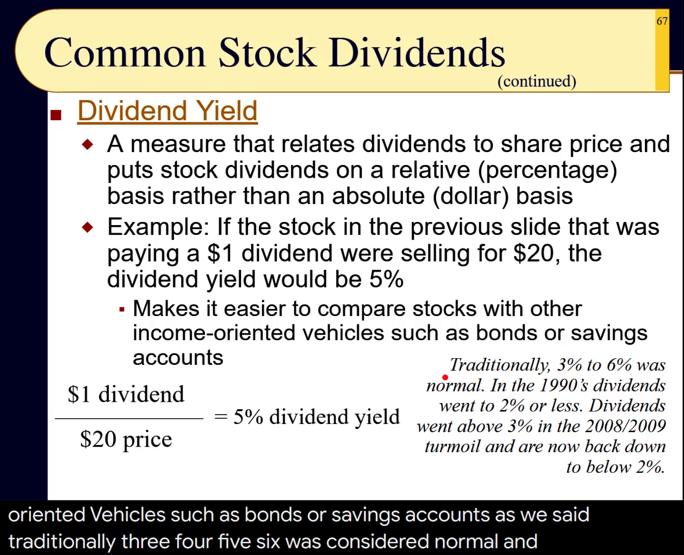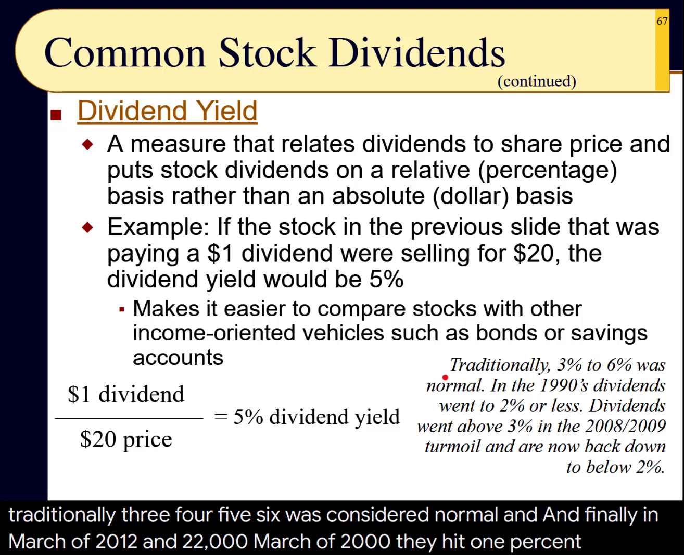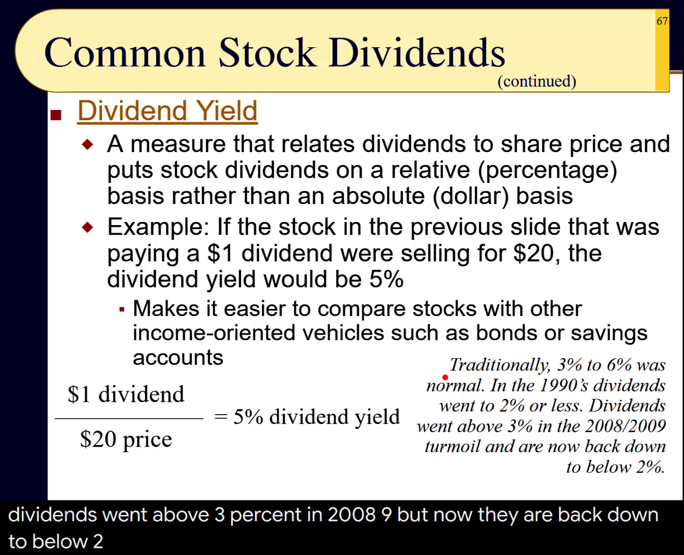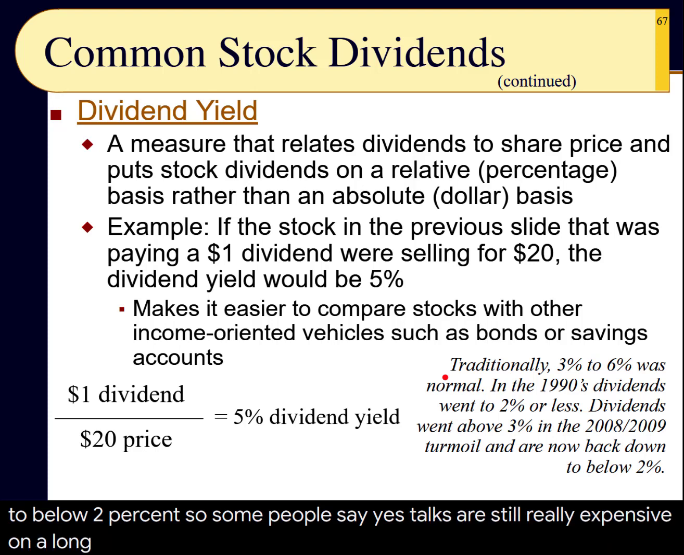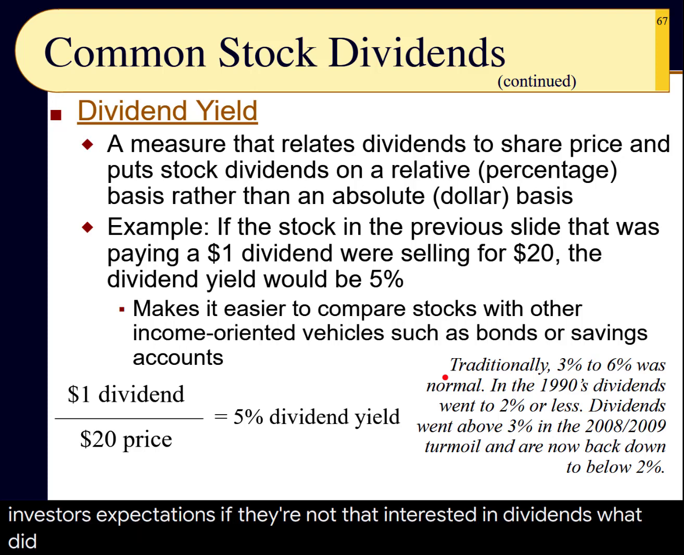In the 1990s, dividends went down to 2%, and then finally, in March of 2000, they hit 1%. Dividends went above 3% in 2008 and 2009, but now they are back down to below 2%. So some people say, yeah, stocks are still really expensive on a long-term basis. And they might be right. But a lot of it depends on investors' expectations. If they're not that interested in dividends, what do they care? Well, I'm interested in dividends.